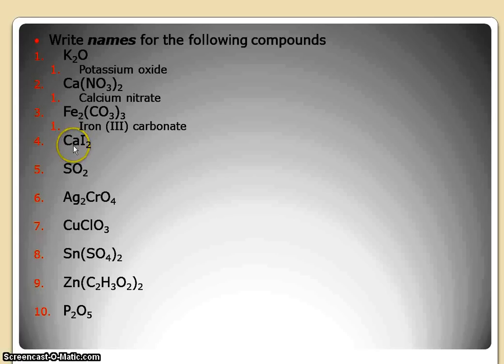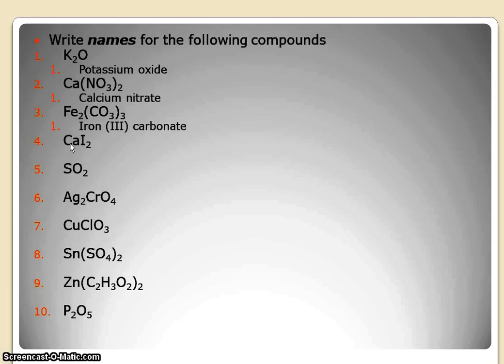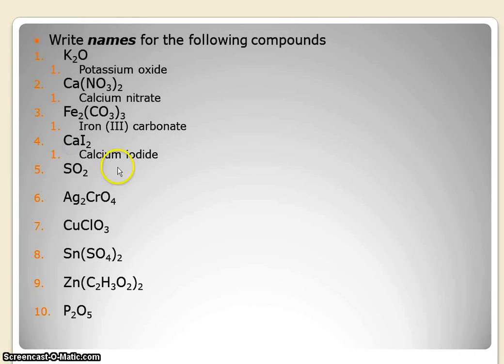Here is, once again, an ionic compound. First element is calcium. That's why I know it's ionic. First element is a metal. And it's also a group 2 metal, which means it does not need a Roman numeral. We simply call it calcium iodide.